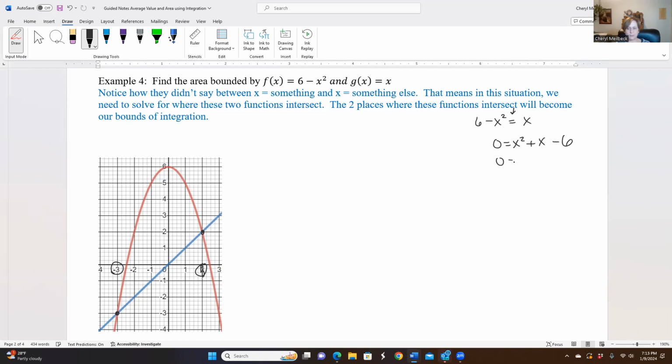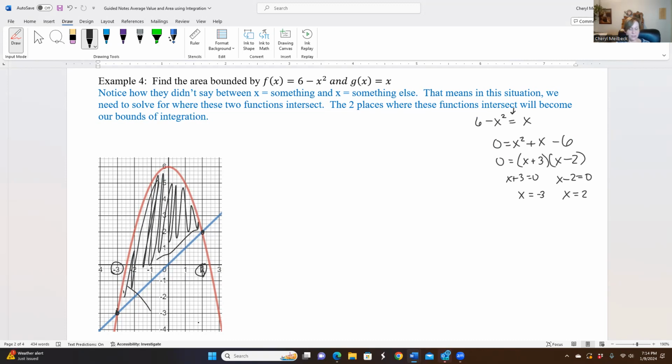Then you can factor this into x plus 3 and x minus 2. Using the zero product rule, if this factor times that factor equals 0, either x plus 3 must equal 0, or x minus 2 must equal 0. Solving, we get x equals negative 3 and x equals 2. And those, voila, are our bounds of integration, when x is negative 3 and x is 2. So we're going to find the area in here.